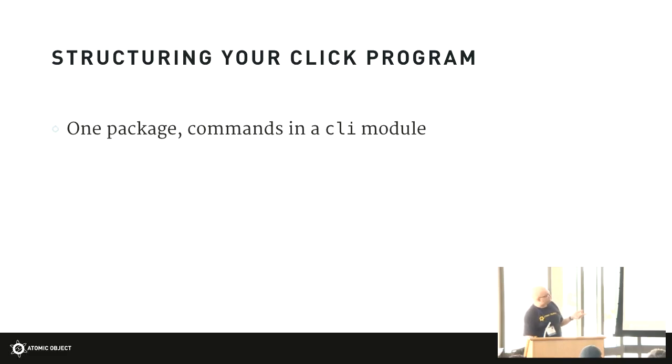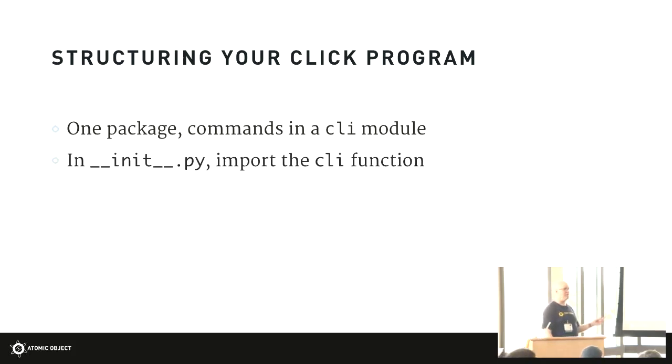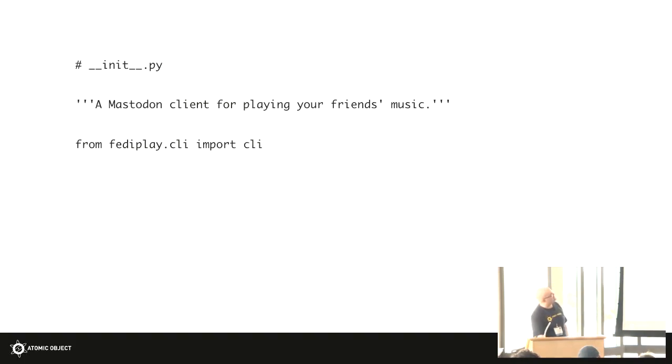The biggest thing, and this is my recommendation if you're going to build a program like this: put everything in one package. This is kind of the recommendation for building out a Python package inside a source repository anyway. A package being a directory with a dunder init.py file in it. And inside that, you want to import the function that was the top level of your click program. And that looks like this. And that will be important in a minute.